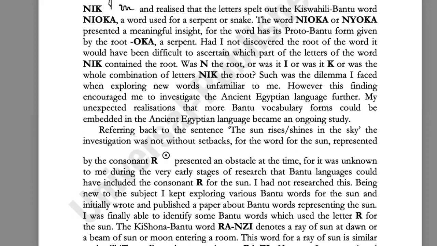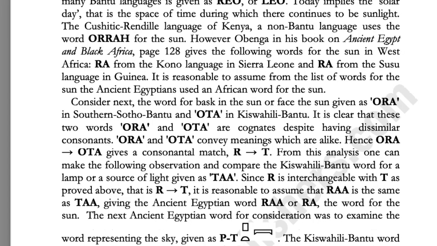Rekiratha, as the sun. And the Swahili word for the sun is Jua. In the Kidigo Bantu language of Tanzania, Ra means to shine. Moreover, the word for today in many Bantu languages is given as reo or leo. An example in Swahili, leo nitaenda, today I will go.